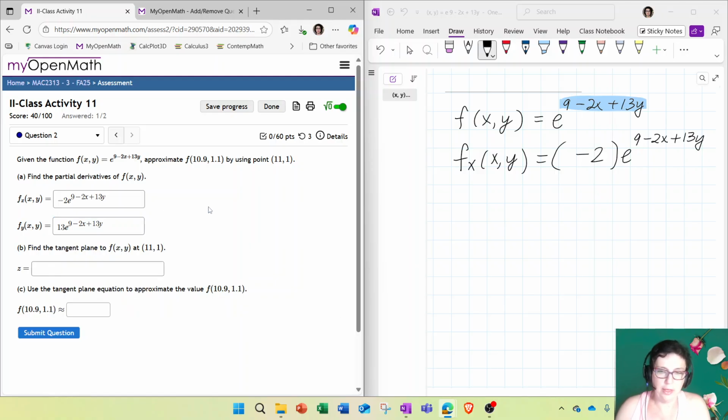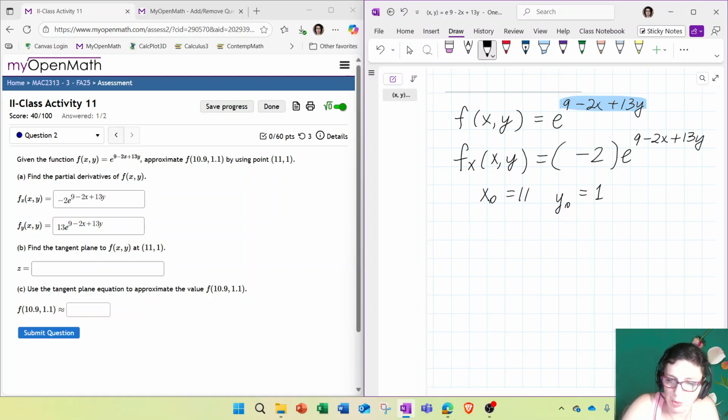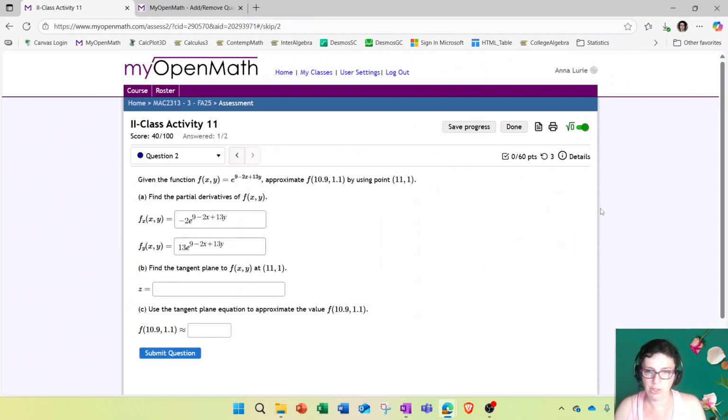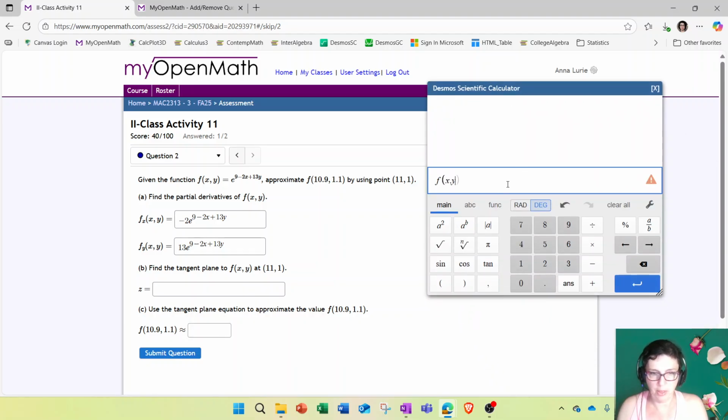So then to find the equation of a tangent plane, you need to figure out at which point you are trying to do this. So it says 11, 1. So this is your x0 equals 11, y0 equals 1. So now you want to plug those two, x0, y0, into the original function, but also into the partials. Okay, so let's see if we can do that. And actually, in this case, it's probably going to be a nice value. To do that, you just have to put it in parentheses. Okay, so we want to plug 11, 1 first.